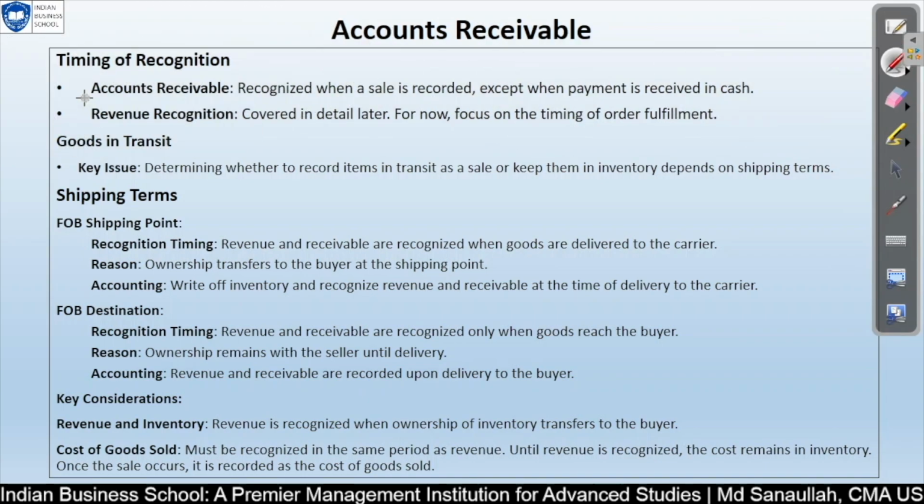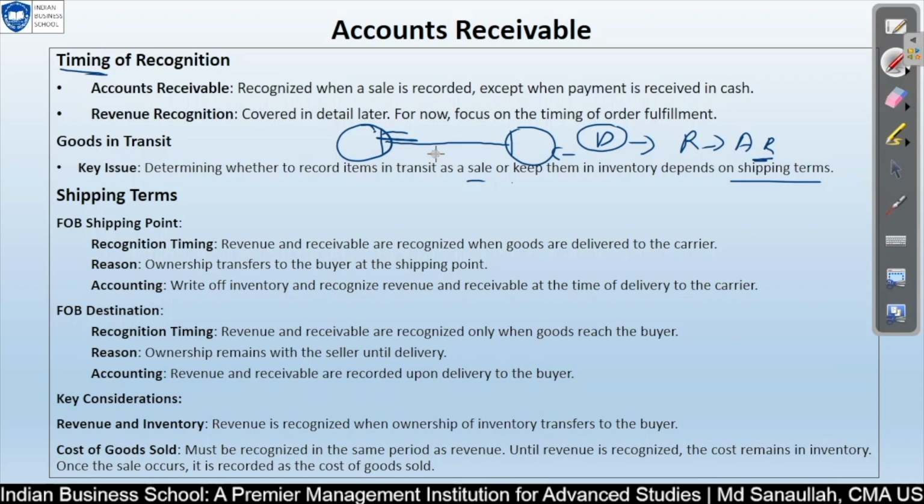Now we are learning about the time of recognition. When you deliver your product and your customer receives it, when you can say you have delivered the product, you have the authority and right to recognize your accounts receivable. Goods in transit: if the product is in transit, let's see what they are saying. The key issue in determining whether to record the item in transit as a sale or keep it in inventory depends on the shipping terms. When you have a factory and your client has a factory, and it is going out from your factory, that is called transit.